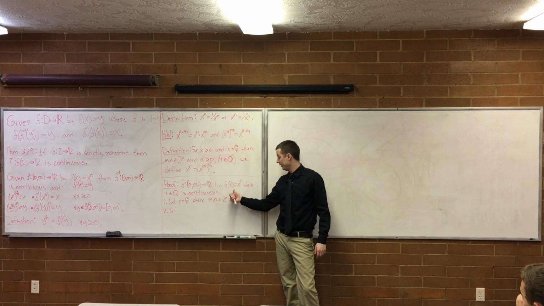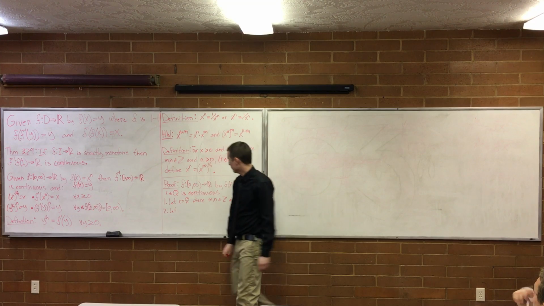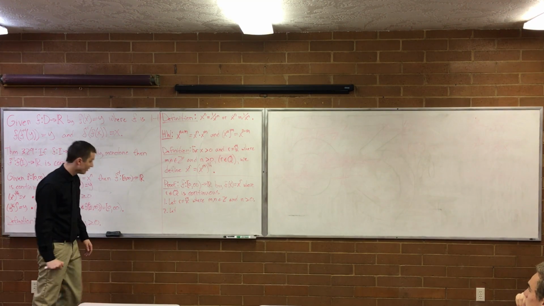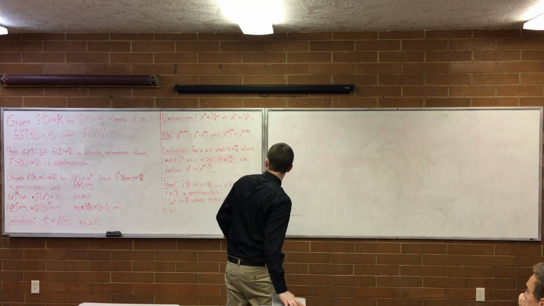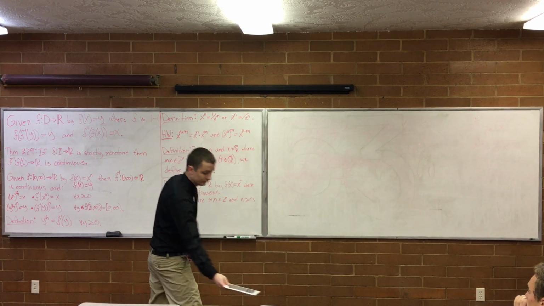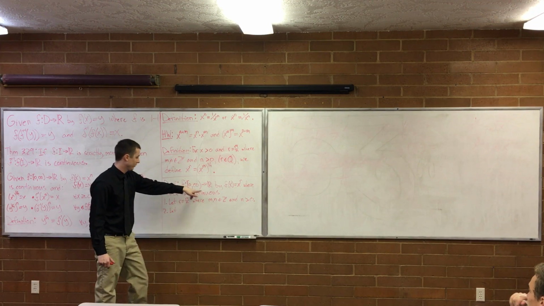Because this is now not necessarily a polynomial, right? Right, because it could be a fraction. It has to be natural numbers. Right, it could be rational. So now let's prove that this is continuous. So first off, we always restrict to the domain, right?